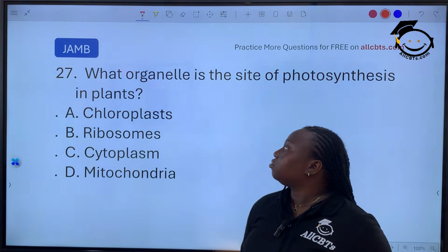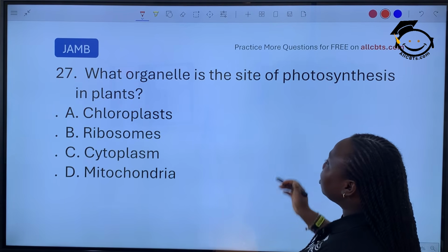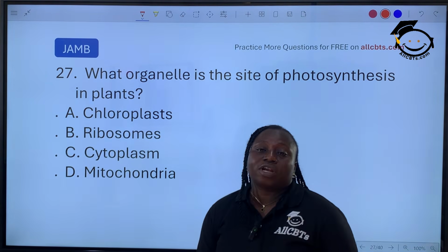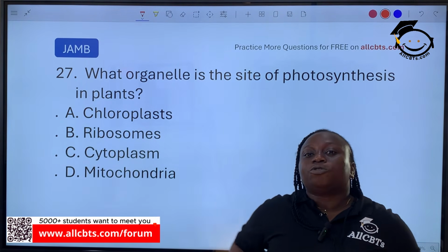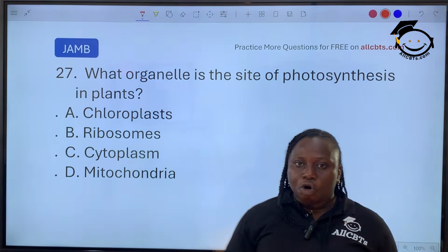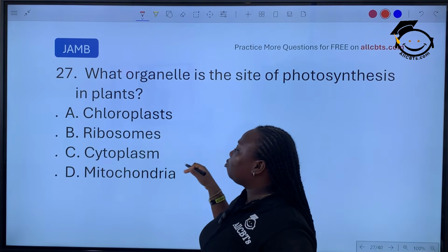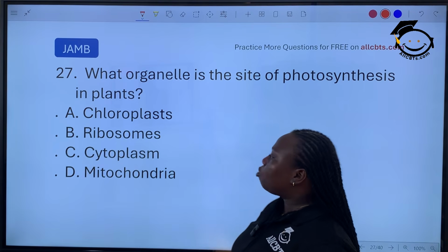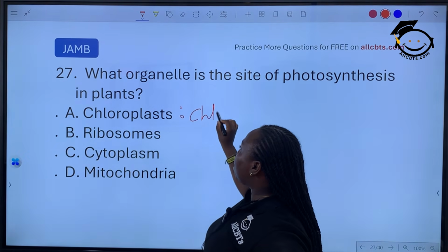Number 27. What organelle is the site of photosynthesis in plants? So they're trying to tell us that inside these cells, what part of this cell does photosynthesis actually occur? A, chloroplast. B, ribosomes. C, cytoplasm. And D, mitochondria. Now, the chloroplast, this is where the chlorophyll is found.